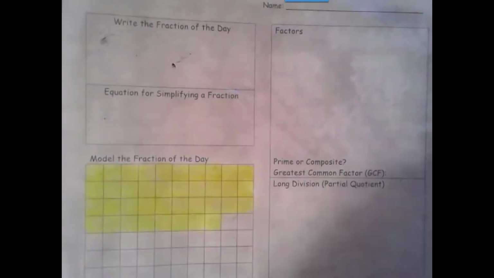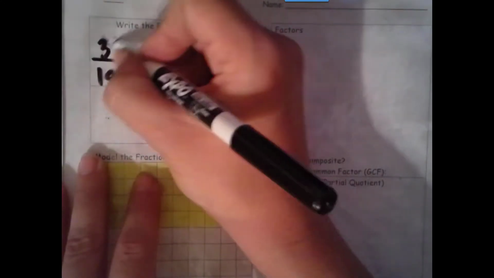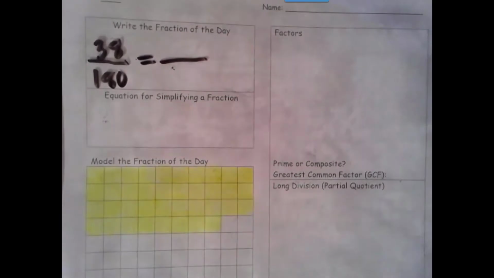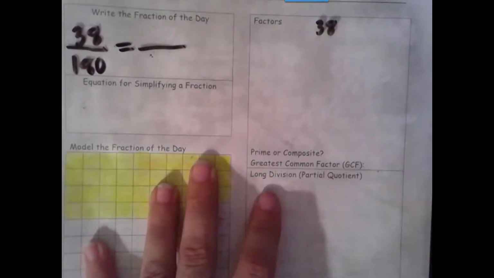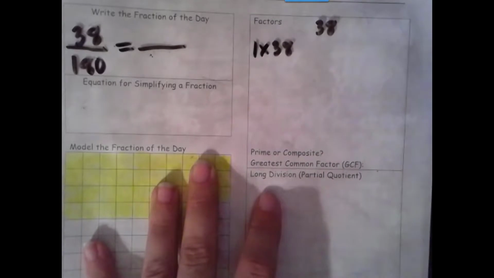All right, let's get our beginning fraction down. 180 is our denominator because that's the total amount of school days. And we are on day 38. Okay, let's go ahead and find the factors of our numerator, which is 38. 2 factors we always know are 1 and the number itself.